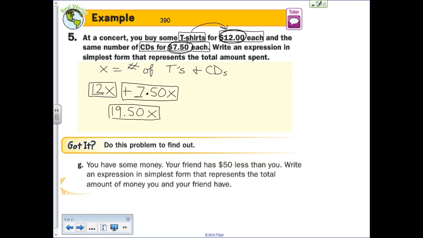That is the final example in this lesson. You are now ready to go do the lettered problems.